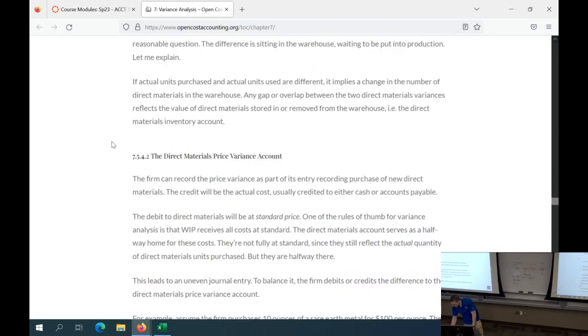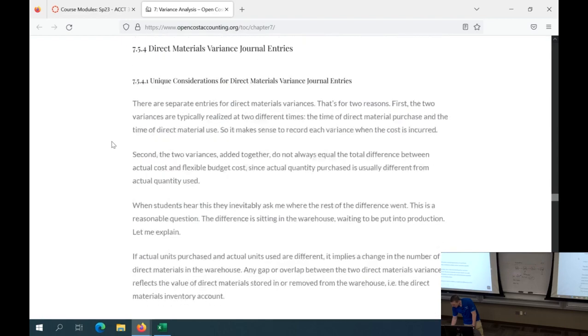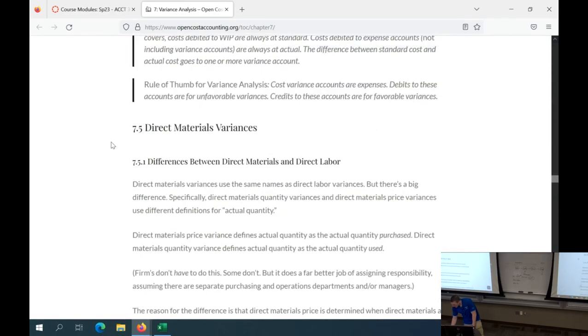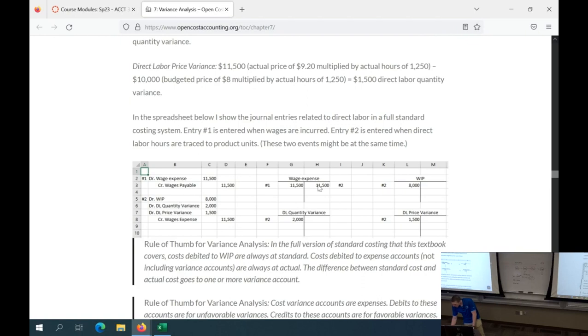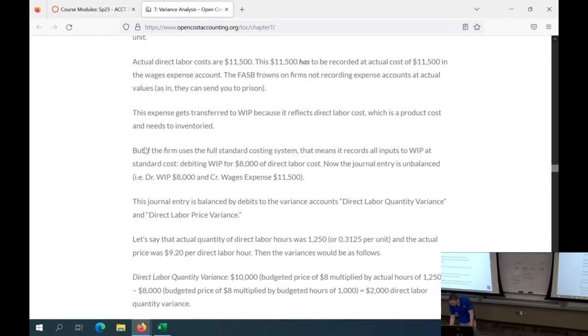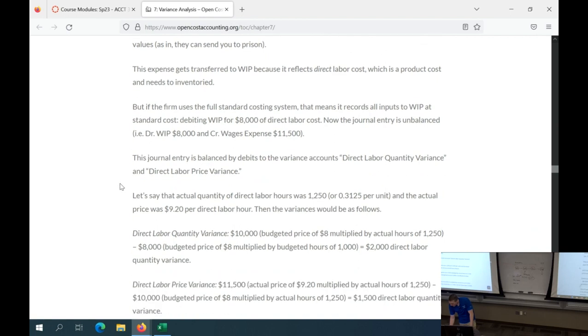So that's the trade-off that we're making. We're making the inventory account less accurate, this inventory account here, for the sake of getting these two numbers, because we're going to use them for something to improve the profitability of the business in the future. Okay, and then moving on, so we have 8,000 as our debit to WIP. We know we actually incurred 11,500. It has to be recorded as actual cost. And then the plug is 3,500 debit somewhere.